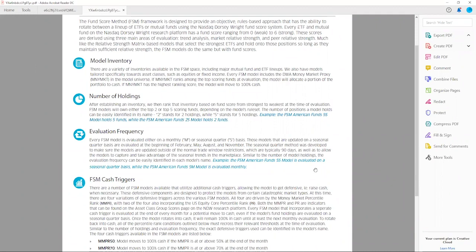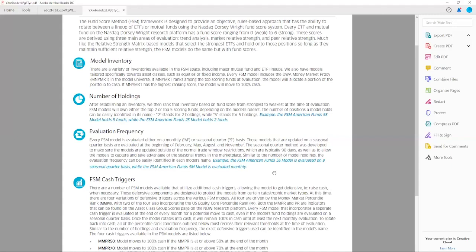So in the example that we're going to work through for our test case here, let's say we have the American Funds model, right? So we have FSM American Funds, which would be our model inventory. We have the number of holdings. In this case, we have 5 holdings. Alternate models may have 2 holdings.